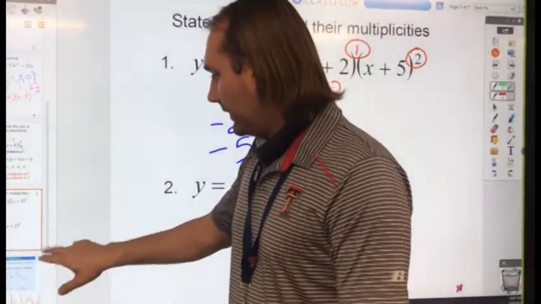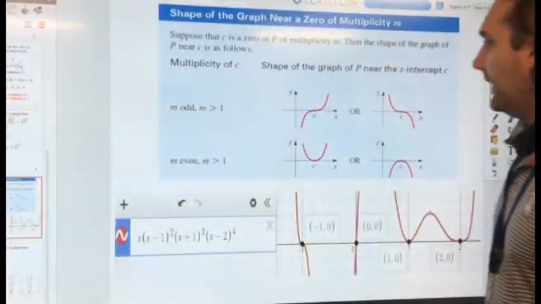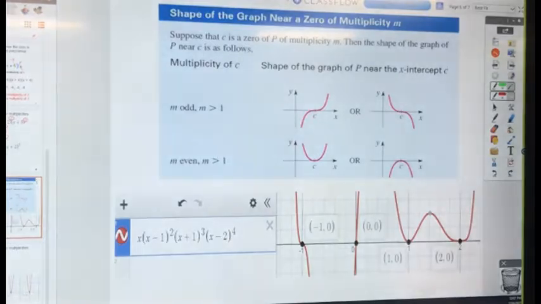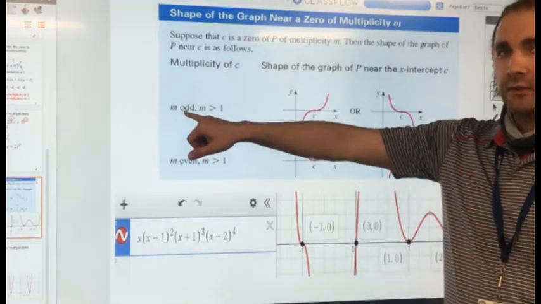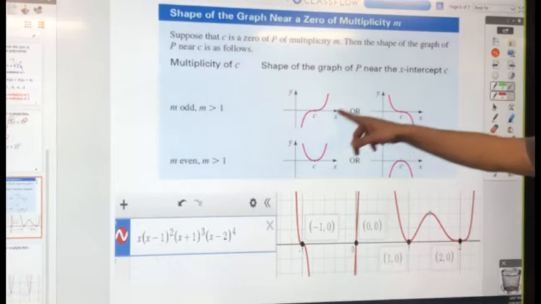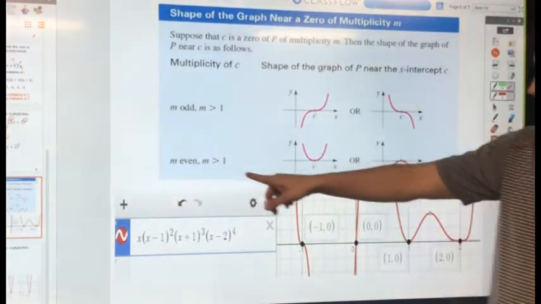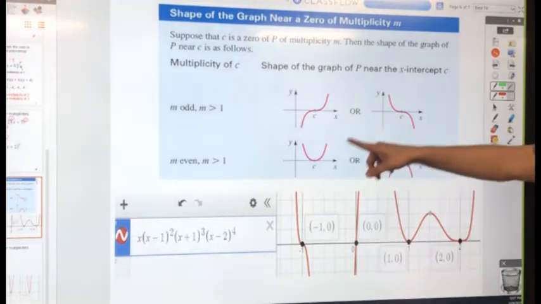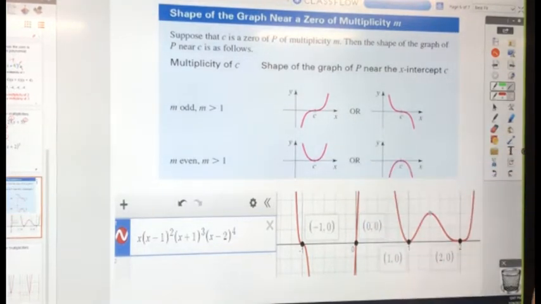It does get a little tricky though when we are trying to identify the graph. So notice, if you have an odd multiplicity, so an odd power, like 1, 3, 5, it will go through the x-axis. It will go through the point. If you have an even multiplicity, like 2, 4, 6, 8, 10, whatever, it will touch the point and essentially become a turning point in the polynomial.